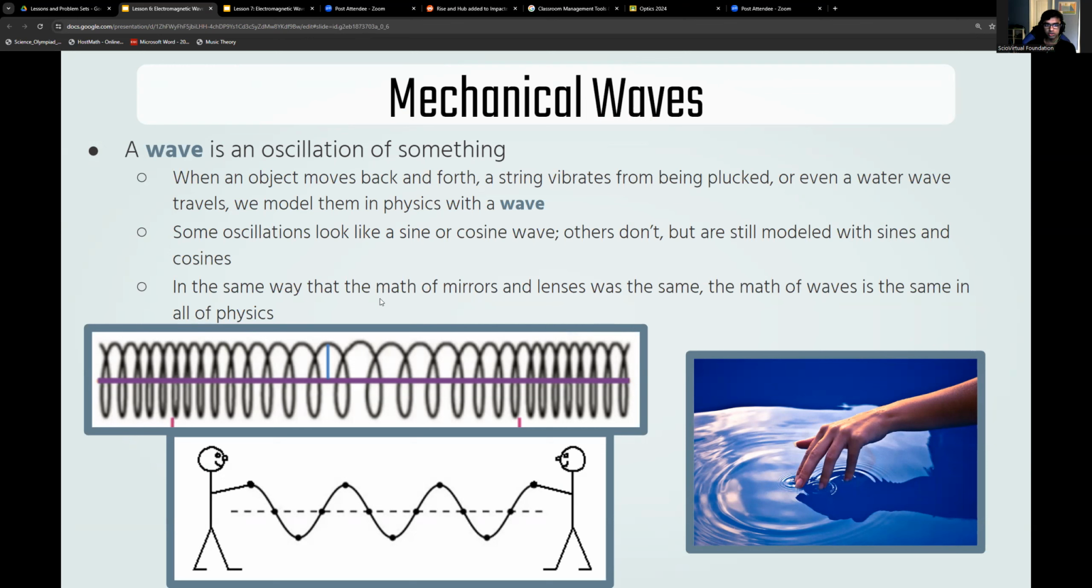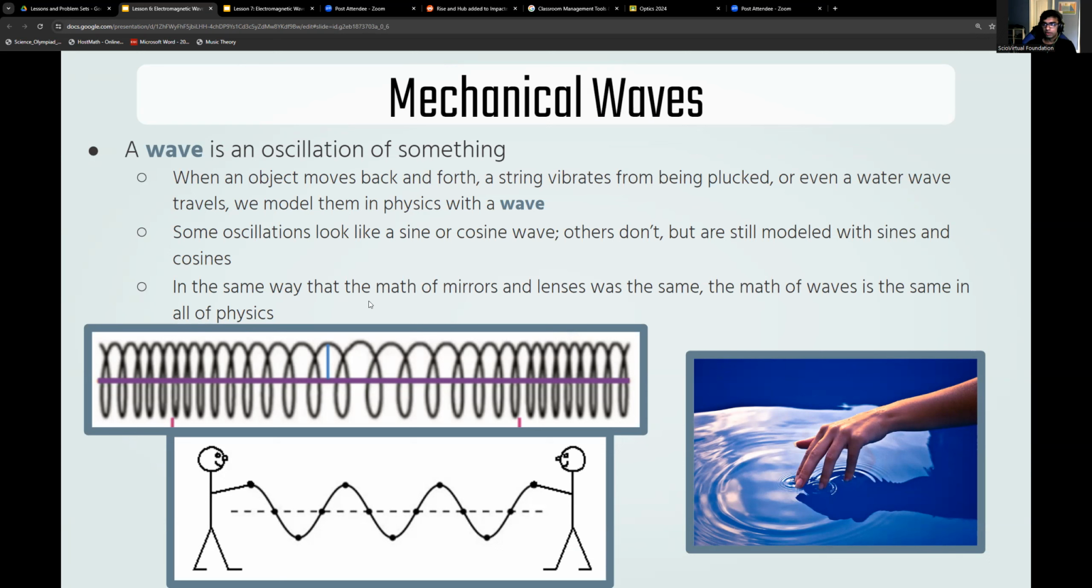Some oscillations don't look like sine and cosine waves, like when you stretch a string back and forth. But we can model what's going on in the string with a sine and cosine wave, because sine and cosine waves go up and down. That's how they behave. They oscillate. And so they're very useful as a generalized representation of waves in a universal sense. And that's what I'm saying here.